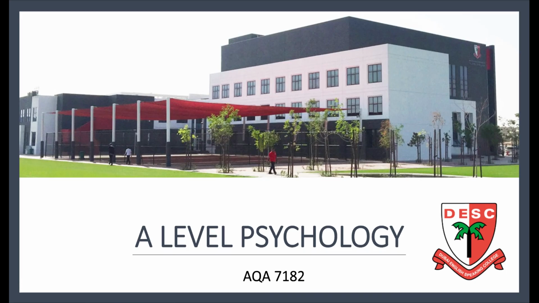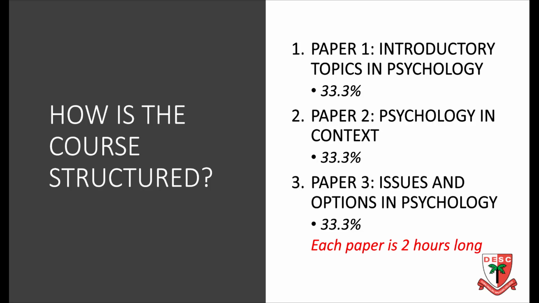I hope that this PowerPoint presentation provides an overview of what you can expect from A-Level Psychology and also how the course is structured. So for this A-Level, there are 3 exam papers. Each one is worth 33.3% and each one is worth 2 hours. And you can see here, the first one is paper 1, introductory topics in psychology. So that includes things like social, memory, psychopathology, mental health disorders, and attachment.